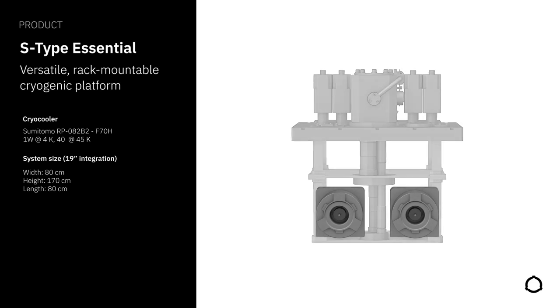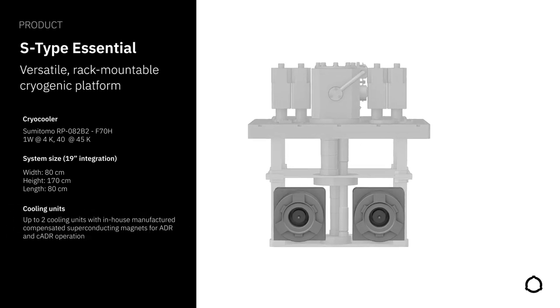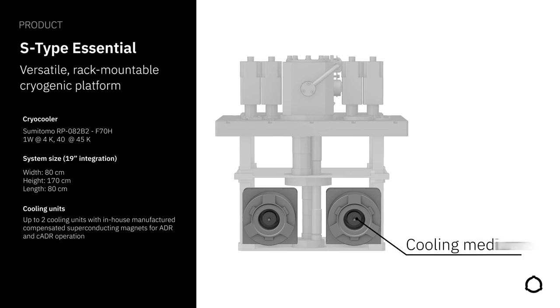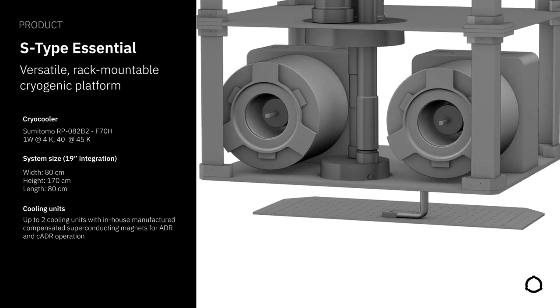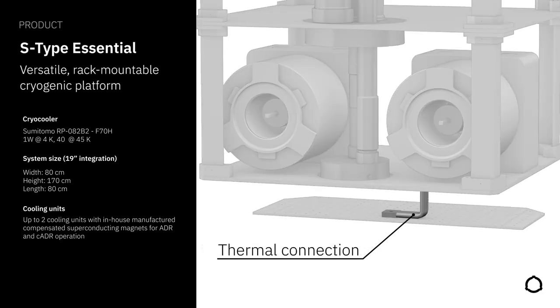Additionally, the system can integrate up to two magnetic cooling units. Each cooling unit consists of a cooling medium, a superconducting magnet, and a heat switch, which is used to connect or disconnect the cooling medium to the 4K plate during the regeneration or cooling phase respectively. While the magnet and the heat switch are mounted onto the 4K plate, the cooling medium is thermally connected to the sample stage to cool the experimental setup.